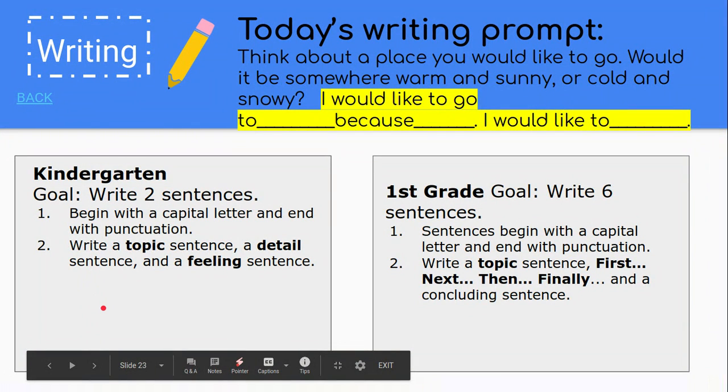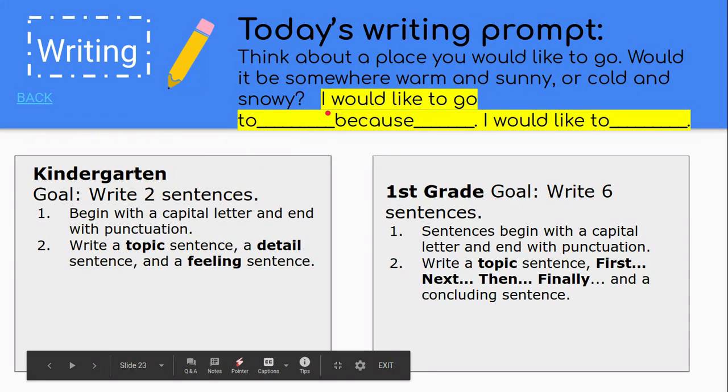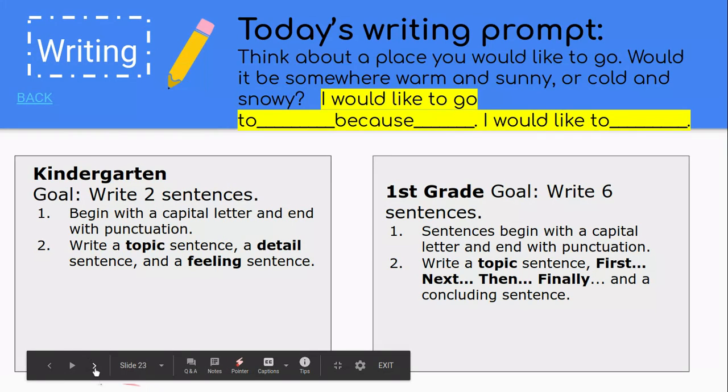Okay. All right. So today's writing prompt is think of a place that you would like to go. Would you like it to be warm and sunny or cold and snowy? I gave you a sentence starter: I would like to go to blank because. Okay, so what would you like to do when you get there? If you want to go to the beach, what are you going to do at the beach? Giving me those details. Okay, so that's the writing prompt for today.